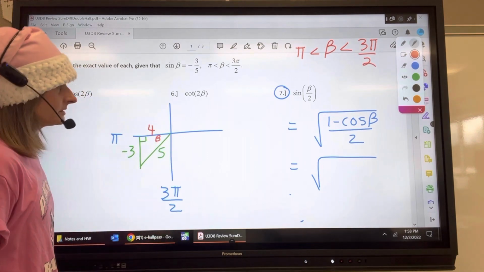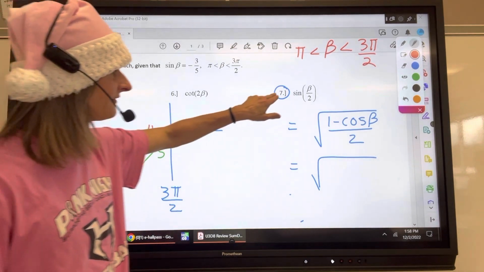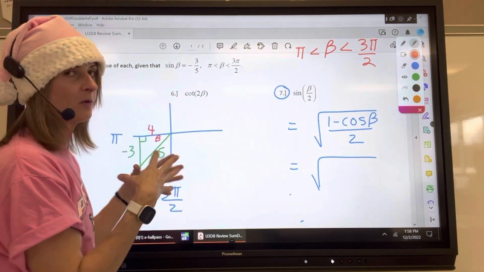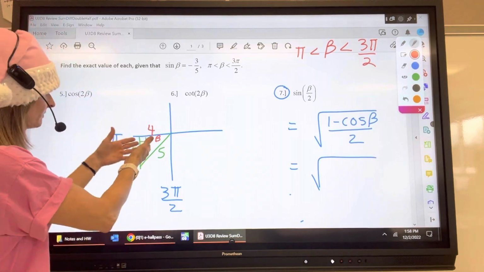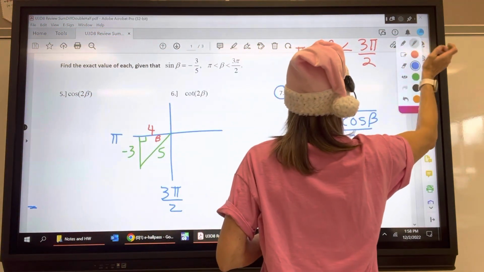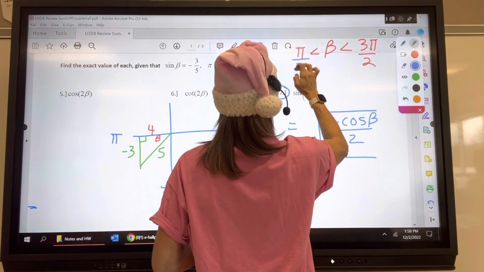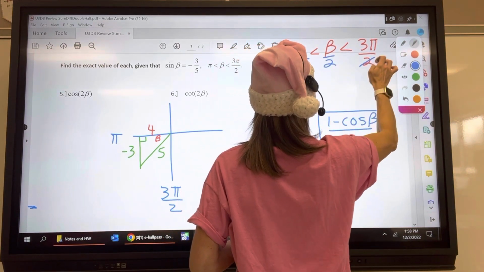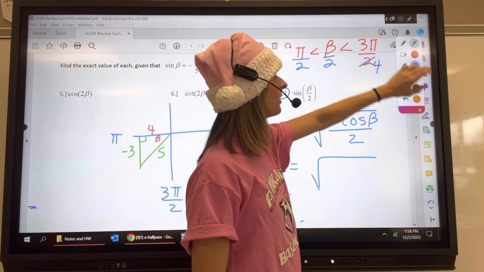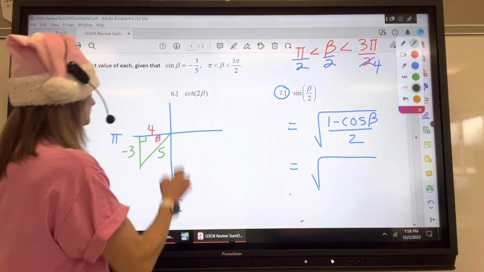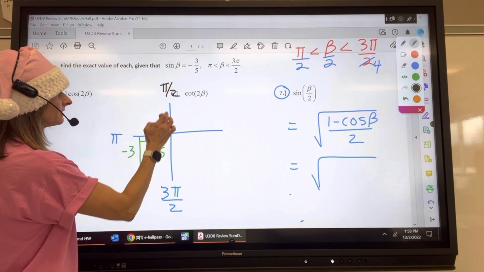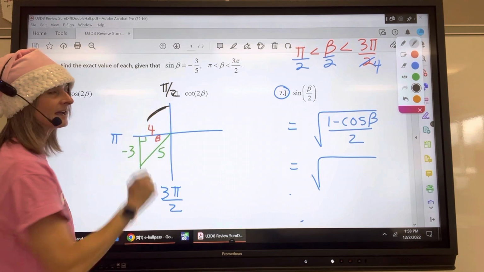Okay, so if we're trying to find the sine of beta over 2, now we have to be careful about which quadrant that's in, because this is where beta is. Where is beta over 2? Well, if I take my quadrant where beta is and I divide everything by 2, it's going to be between pi over 2 and 3 pi over 4. Where is that? Pi over 2 is right here, and 3 pi over 4 is here. So it's somewhere in the second quadrant.